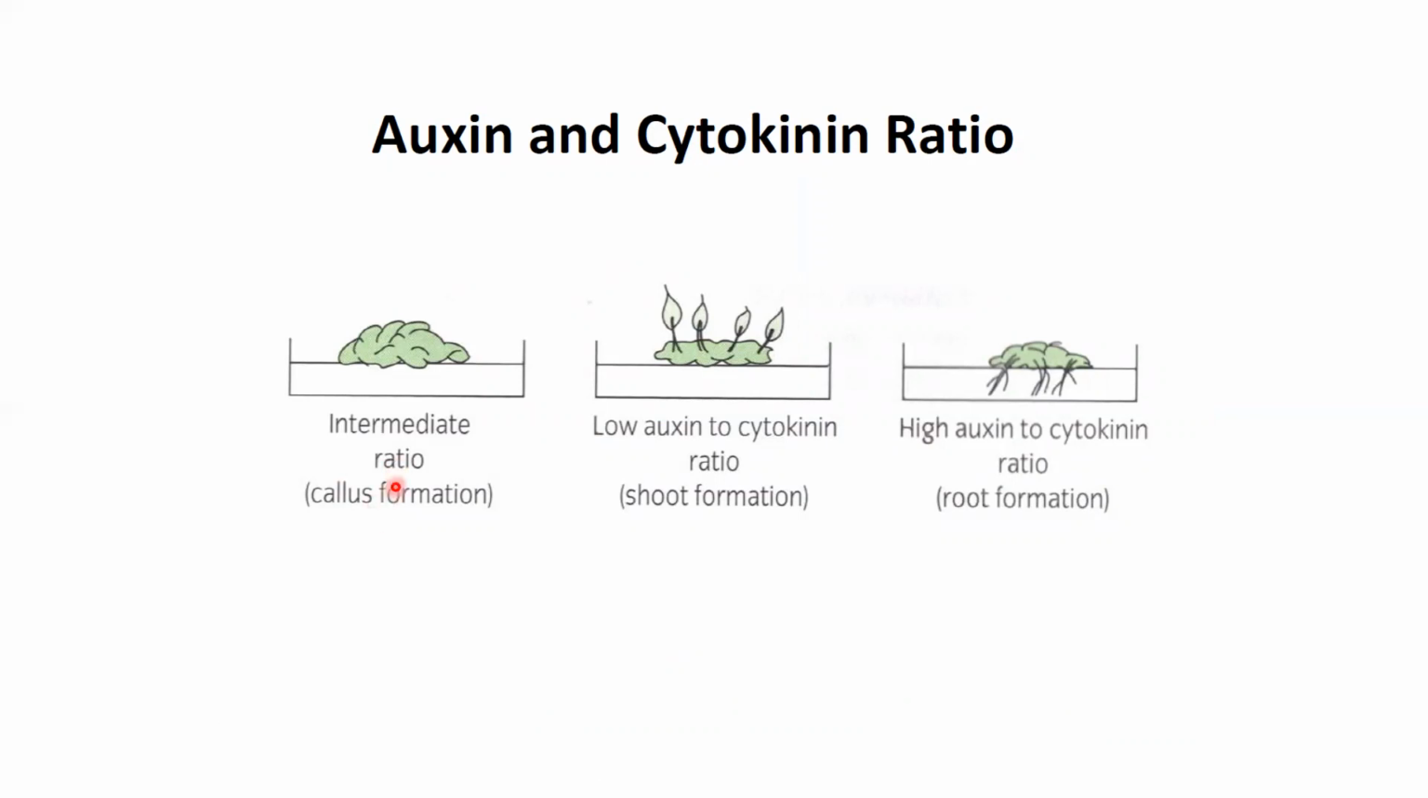Once we have a callus culture achieved, depending on the type of goals we have, if you want the callus to go towards shoot formation, we will reduce the amount of auxin and increase the amount of cytokinin. But at the same time, if we have this callus culture and we want to encourage root formation rather than shoot formation, we would provide them with high amounts of auxin and less amount of cytokinins.